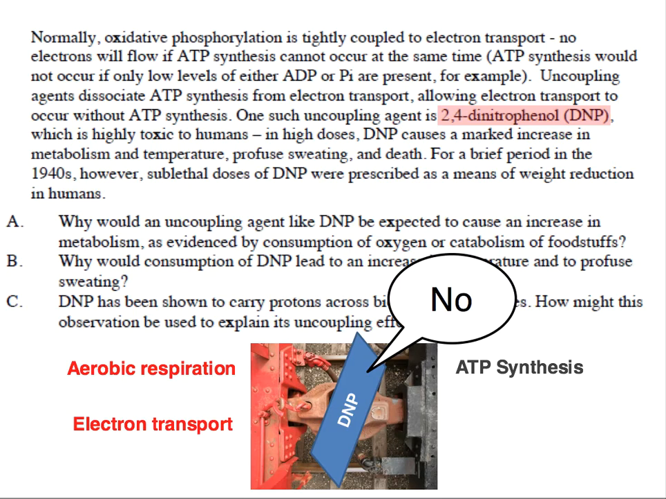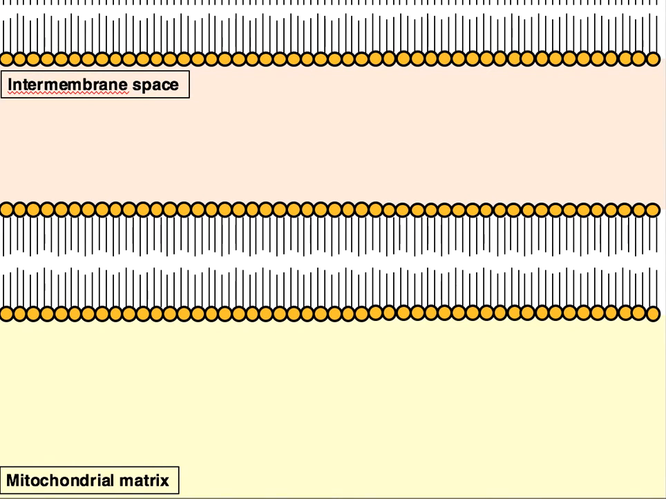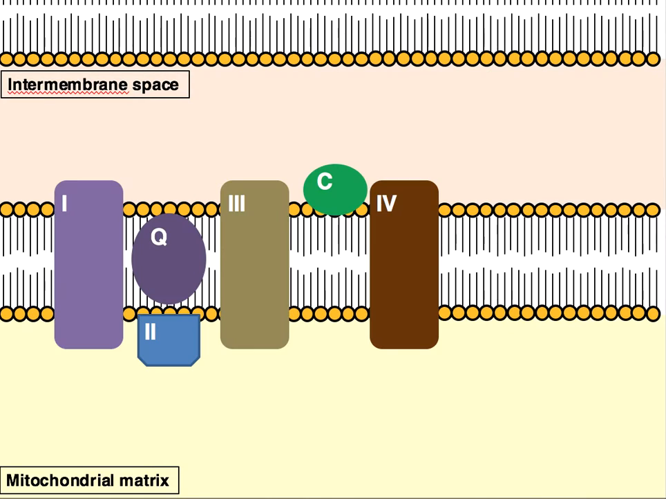But before we get into the specific function of DNP and tackle parts A, B, and C of this problem, let's first look back and quickly review what we learned in lecture about the electron transport chain and about chemiosmosis and ATP synthesis in mitochondria. These processes will take place in and across the inner mitochondrial membrane, which separates the mitochondrial matrix from the intermembrane space. Here, in cartoon format, are the protein complexes that make up the electron transport chain.